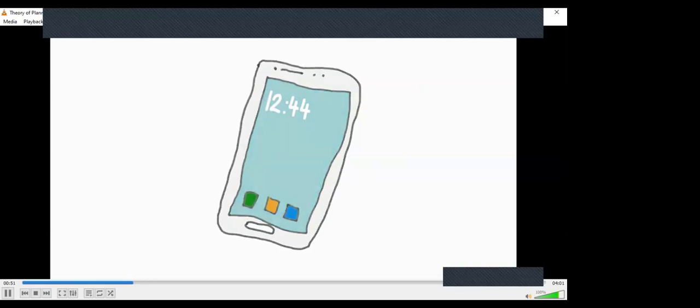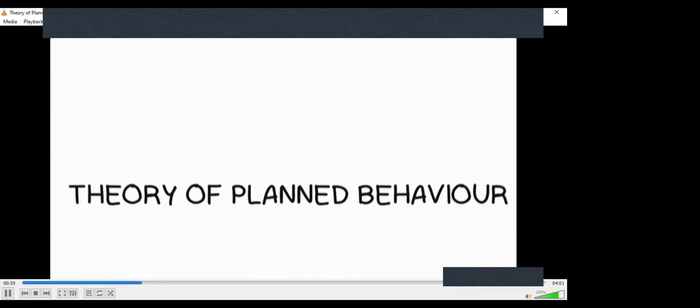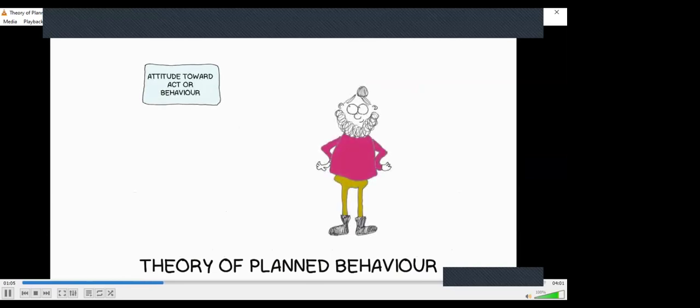A good theory that explains and predicts how such behaviors form is called the theory of planned behavior. It's built out of a number of constructs. The first one is the attitude towards the act or behavior. That's an individual's belief if a certain behavior or act makes a positive or negative contribution to that person's life.